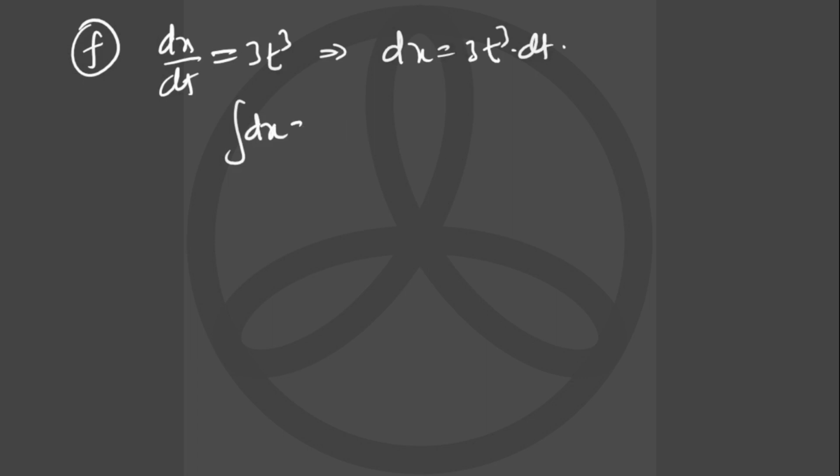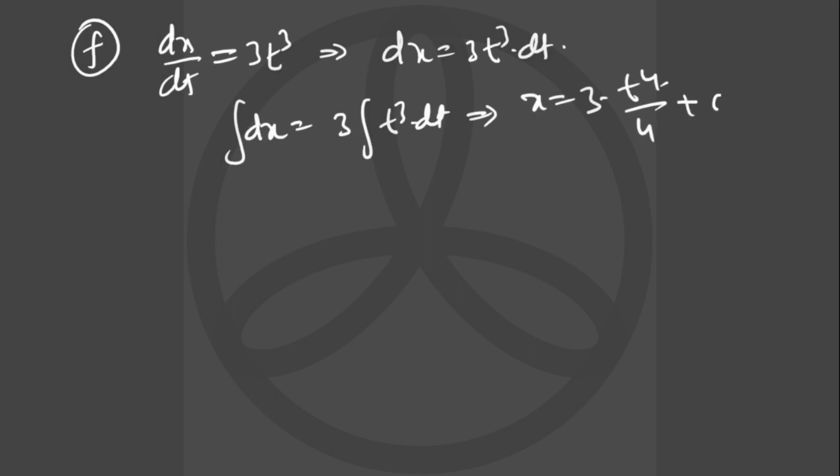For F, dx/dt is equal to 3t cubed, or dx is equal to 3t cubed dt. We can apply the sign of integration on both sides to integrate it, and we can get dx is equal to 3t cubed dt, or x is equal to 3t to the power 4 over 4 plus a constant of integration c, and this will give us x is equal to 3/4 t to the power 4 plus c. This will be our answer for F.